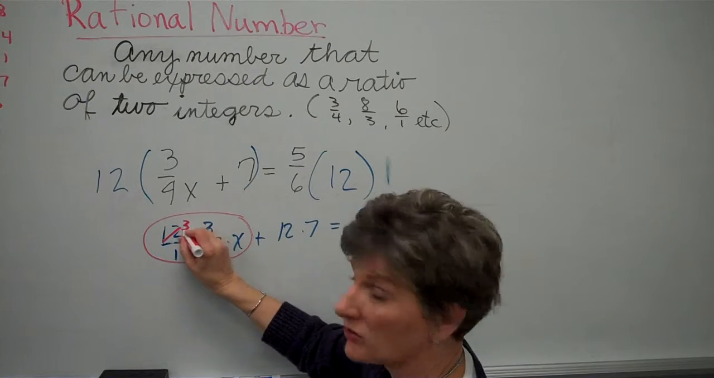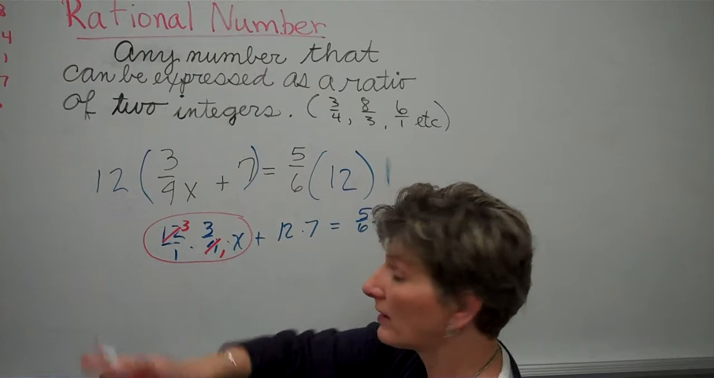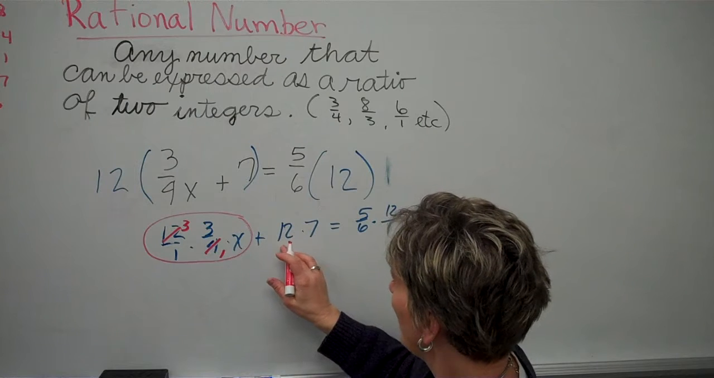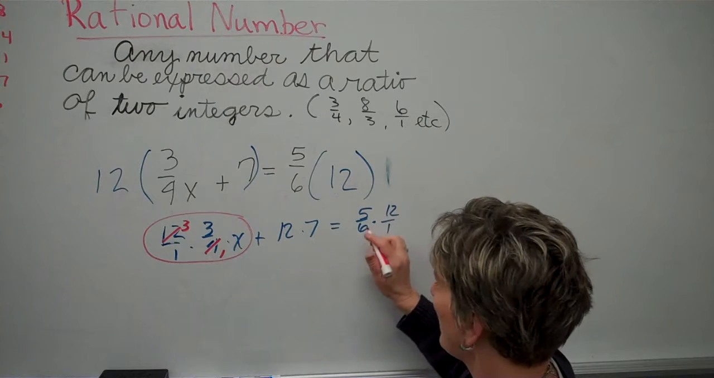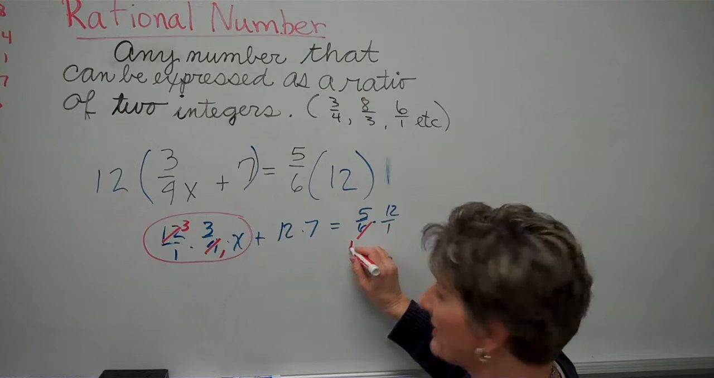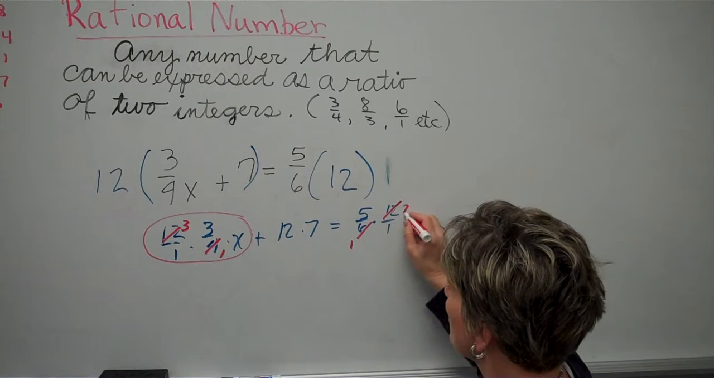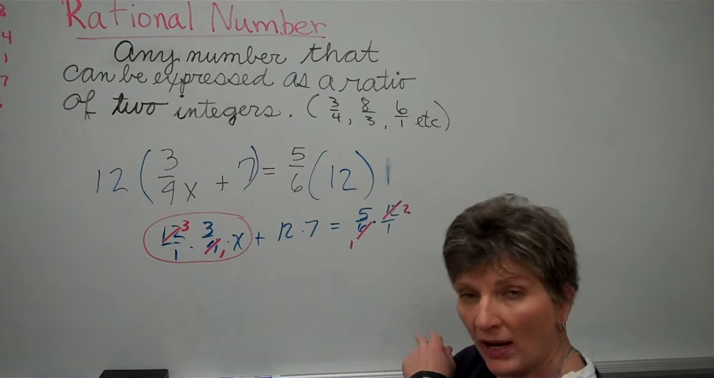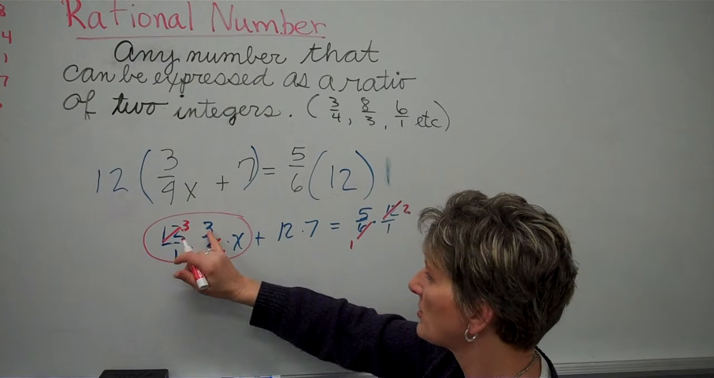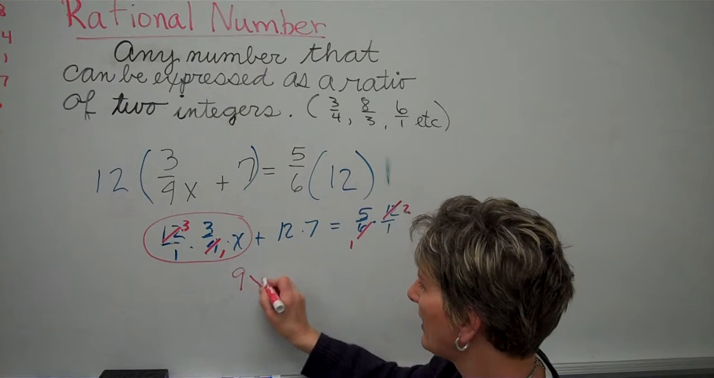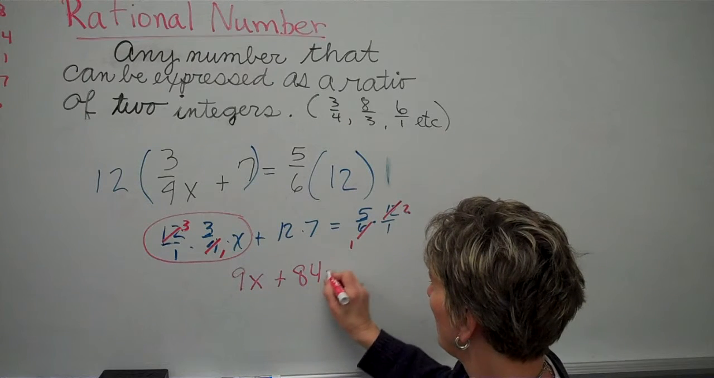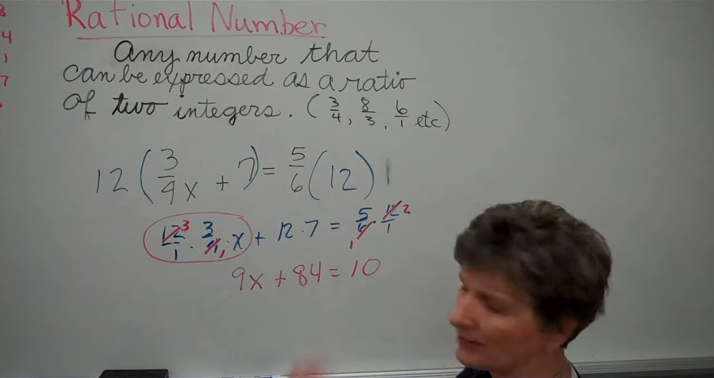12 divided by 4 is 3. 4 divided by 4 is 1. There goes that denominator. I'm done with it. And then on this side, to multiply this fraction, I have 5/6 times 12/1. 6 goes into 12 one time. 12 divided by 6 is 2. That denominator goes away as well. So when I'm done, I have a nice pretty equation. 3 times 3 times x is 9x plus 12 times 7 is 84 equals 5 times 2, which is 10.